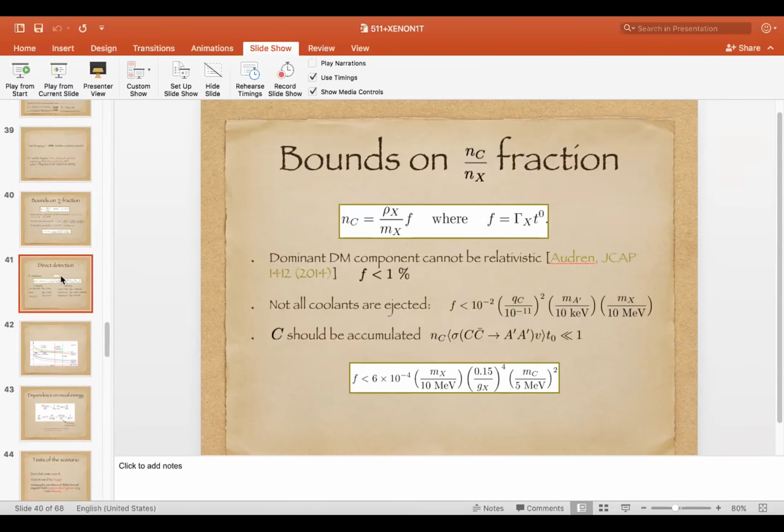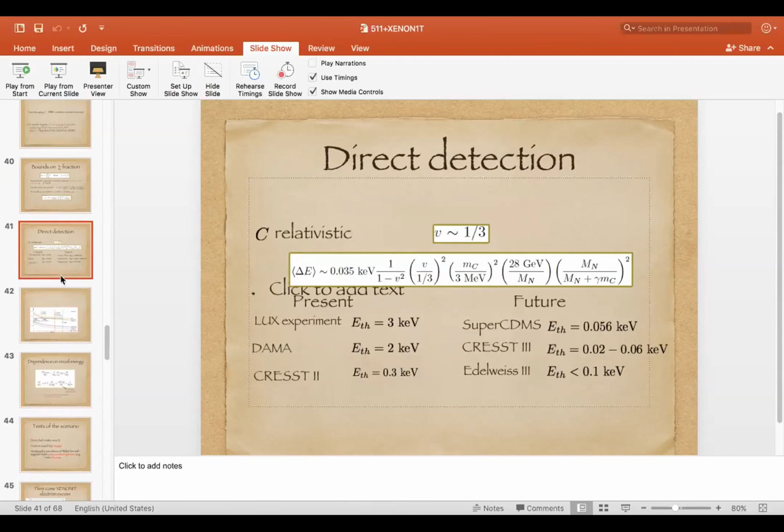Okay. So let us denote the fraction of dark matter which has decayed with F.